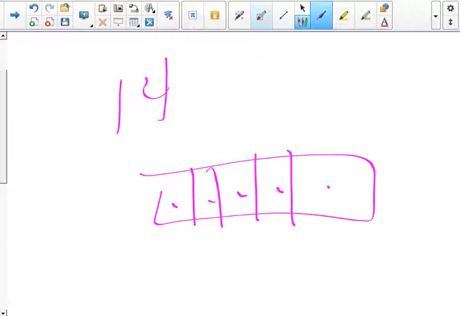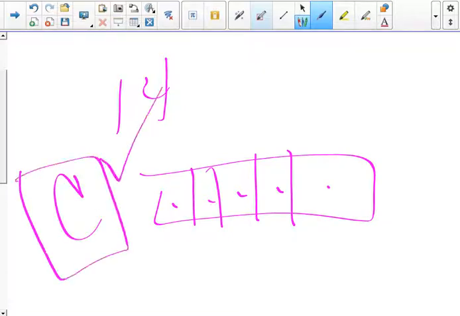So does order matter here? No. So is that a permutation or a combination? It's a combination. That's correct. So you'd use the NCR formula.